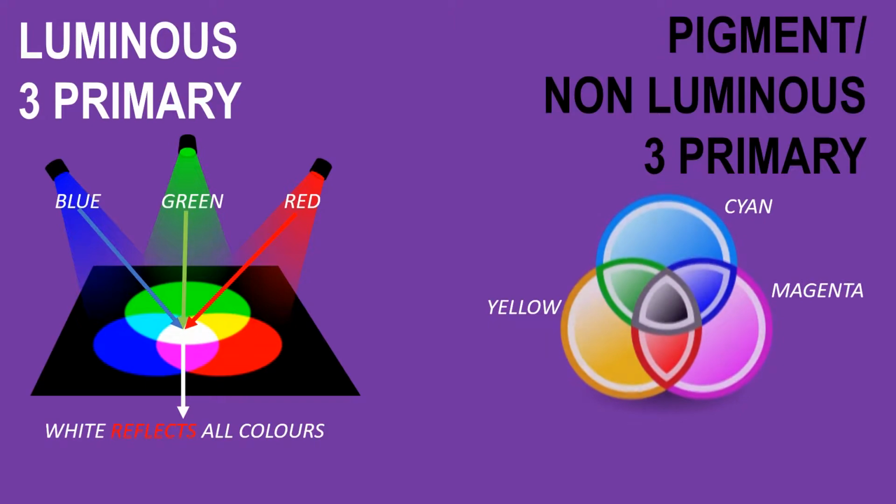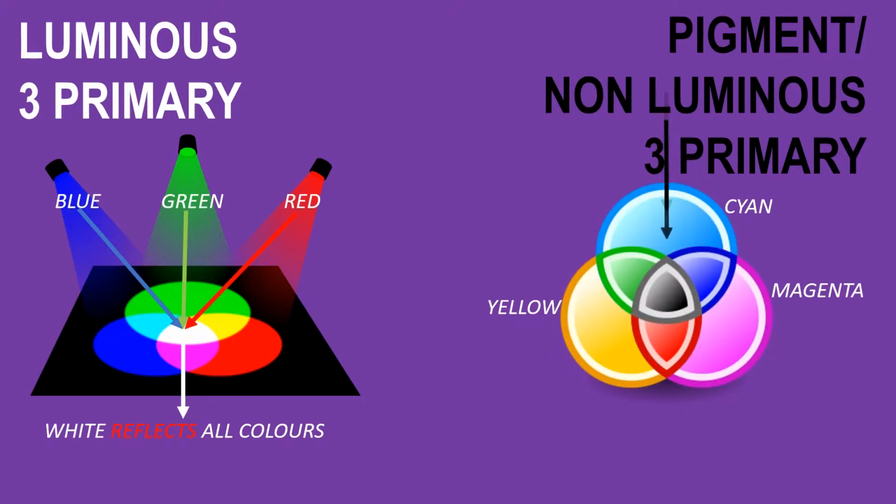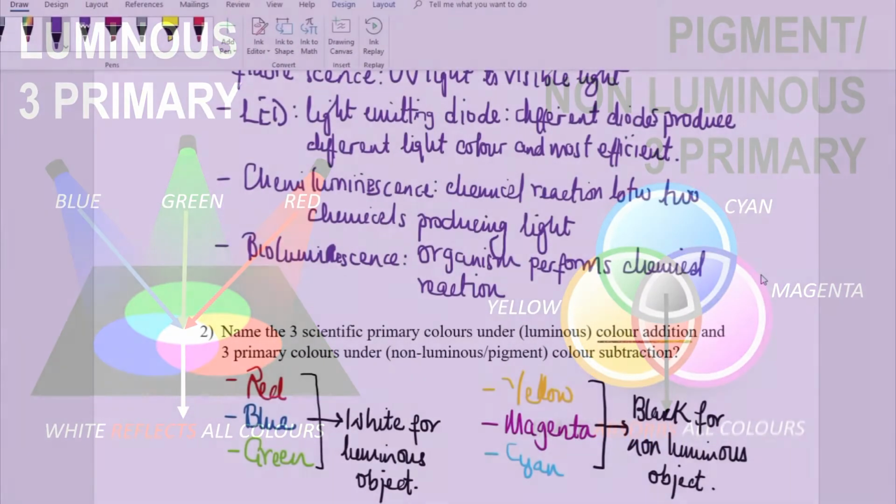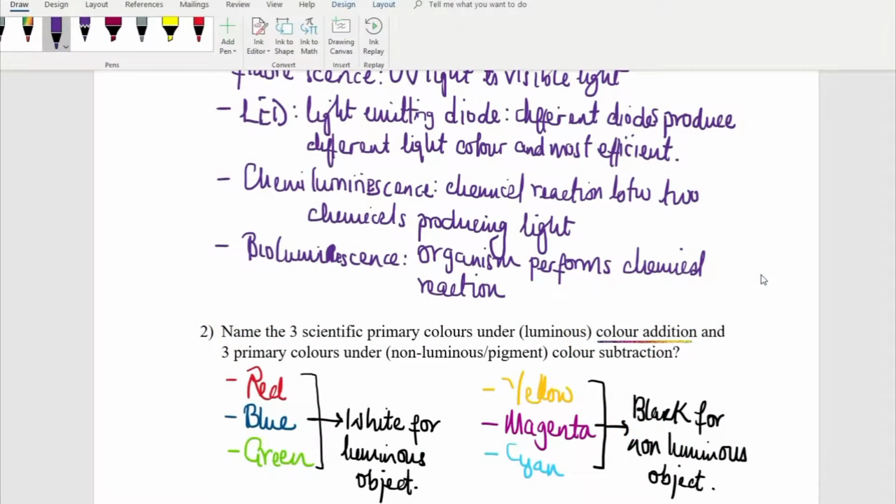However, on the other side we have non-luminous objects, which mainly perform subtraction of colors. For example, yellow. Once light gets into a yellow object, it absorbs 1 color and reflects 2 other colors, which results in the view of yellow. The same thing goes with magenta and cyan.